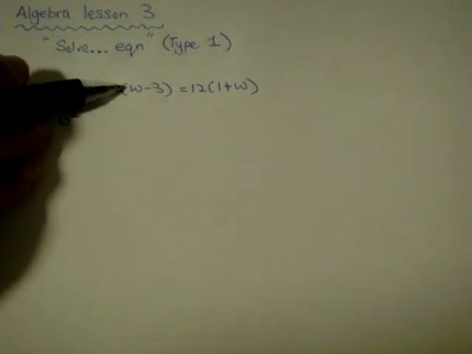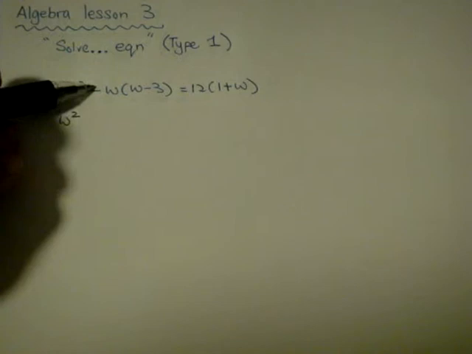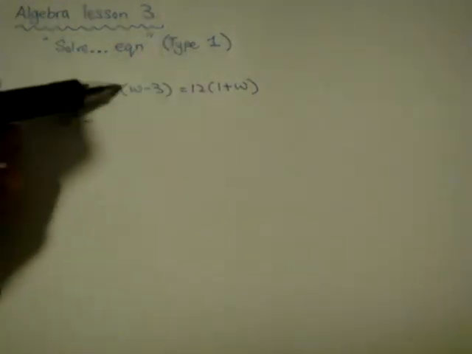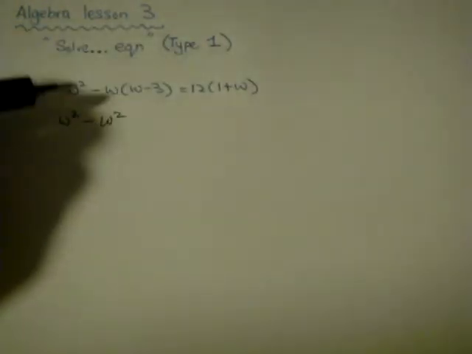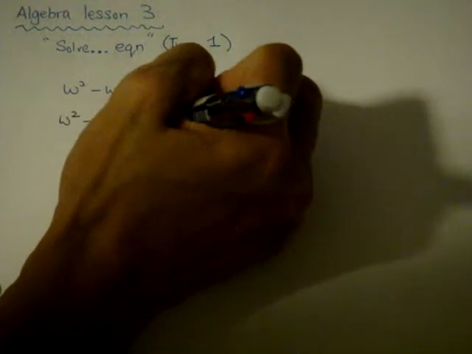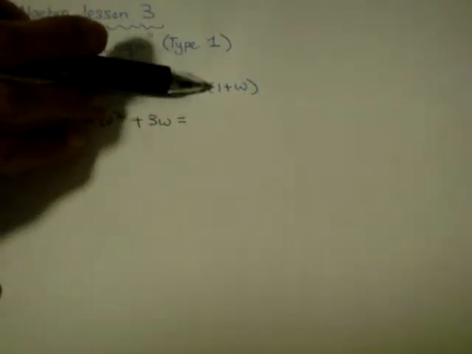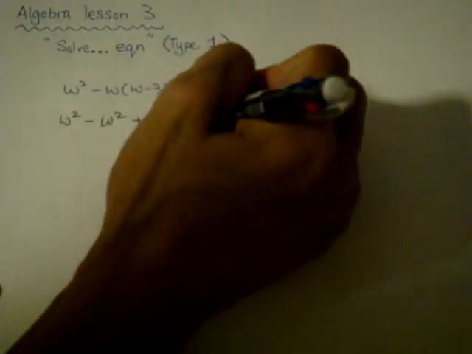This is a bracket. When you want to remove the bracket, you must take note of the sign. Negative times positive gives you negative. W times W, W square. Simple. Negative times negative, positive. W times 3, 3W. Same thing applies here. Positive times positive, positive, so you don't need to write. 12 times 1, 12. Plus 12W.